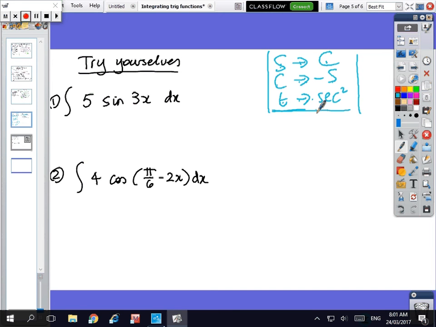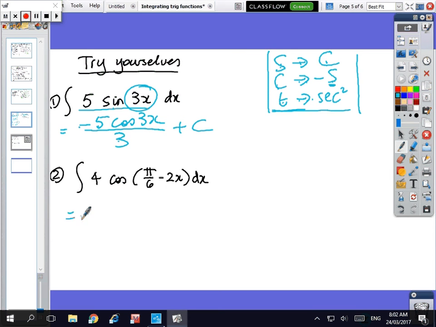Okay, so maybe you're back. I've got sine, so I must have minus cos, so I'm going to put minus 5 cos 3x. Sine goes to minus cos, and then you just write that down, and then you divide by the derivative, and you put plus c, and that's the end of the question. So you've got minus 5/3 cos 3x plus c.